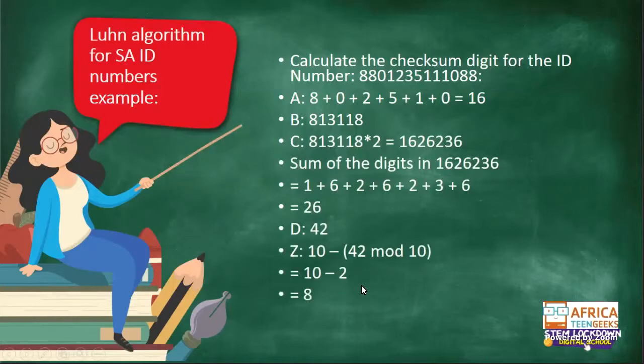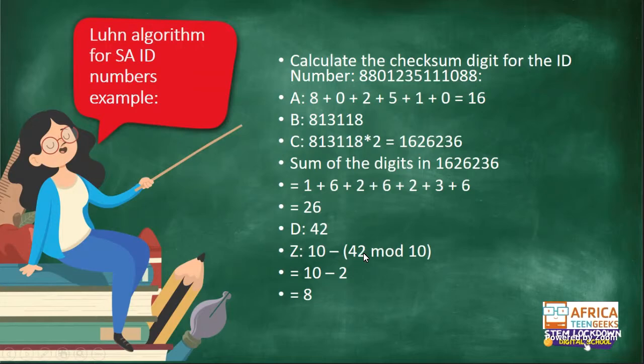And my answer was 8. So there's my odd numbered positions that I added. I got 16. B was just to join the even numbered ones in there. I multiplied it by 2. I got a bigger number. And then I took each one of those numbers and in our explanation, we added them together to get 26 in this scenario. The 26 plus the 16 of A is 42.